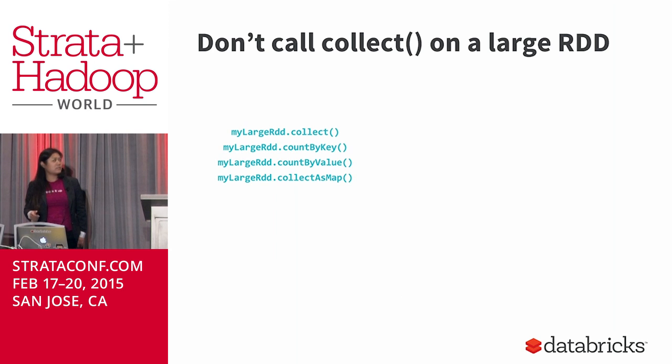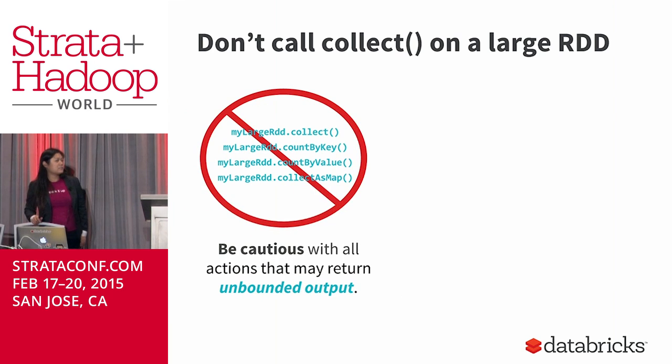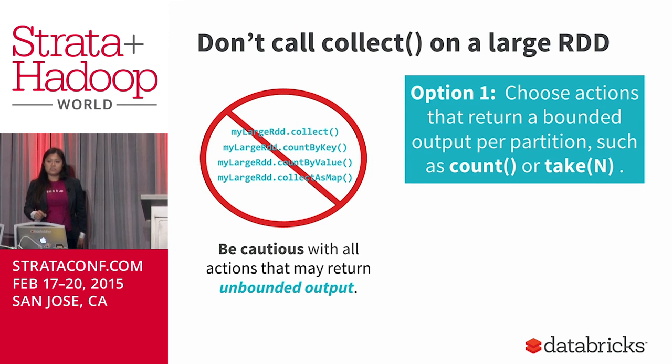And in fact, it's worse than that. You want to be cautious with all actions that may return unbounded output. So if you think about the particular action, if you think about how much data it's going to return, and it's scaling up and growing at the same speed as when your RDD grows, then those actions you want to be really careful with. So they include countByKey, countByValue, and collectAsMap. Instead, you should do something else.